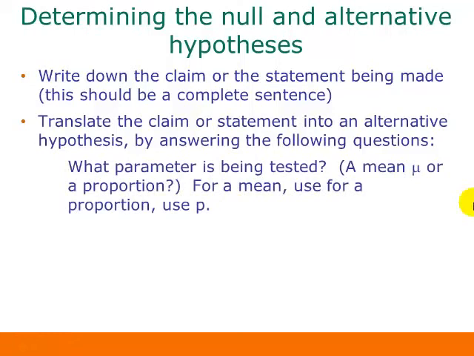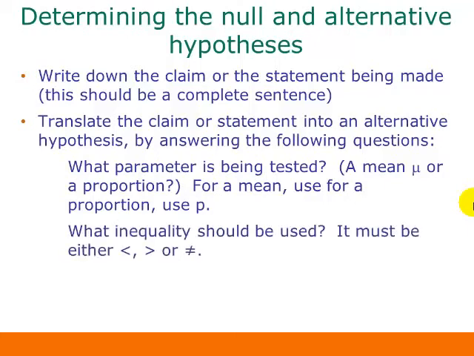The first question is, what parameter is being tested? In this chapter, it's either going to be a mean, which we represent with mu, or a proportion, which we represent with p. Next question is, what inequality should be used? For our alternative hypothesis, it has to be either less than, greater than, or not equal to. There cannot be an equal in any of these three.